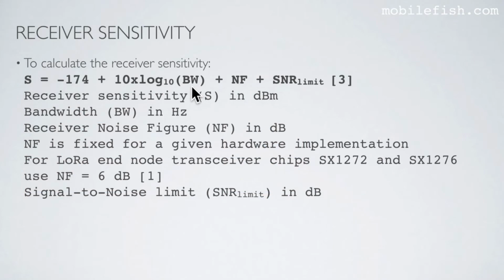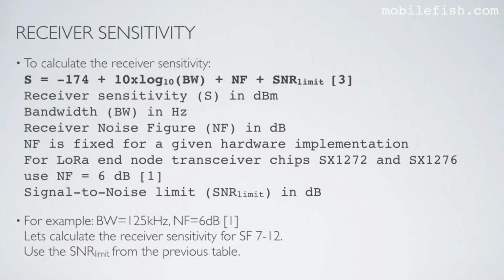To calculate the receiver sensitivity, you can use this equation. S is the receiver sensitivity in dBm. This is the bandwidth in Hertz. This is the receiver noise figure in dB. The receiver noise figure is fixed for a given hardware implementation. For LoRa end-node transceiver chips SX1272 and SX1276, use a receiver noise figure of 6 dB. And this is the signal-to-noise limit in dB.